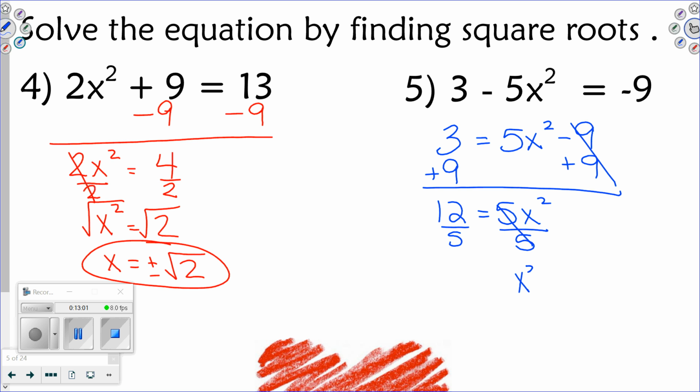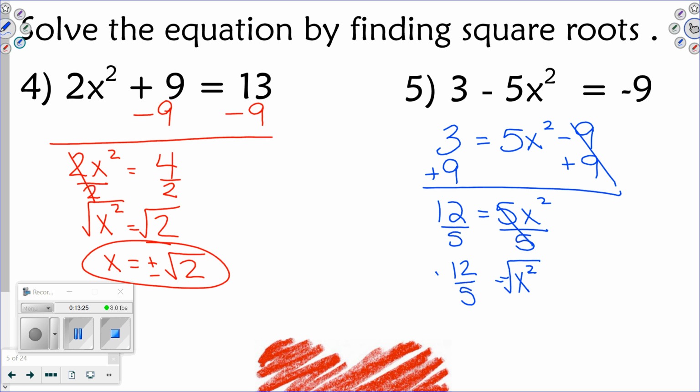So x squared, what do I do with 12 divided by 5? Good. Leave it 12 over 5. It's the beauty of improper fractions. I don't have to do much with it. Then what? This problem got ugly, didn't it? How do you take the square root of a fraction?